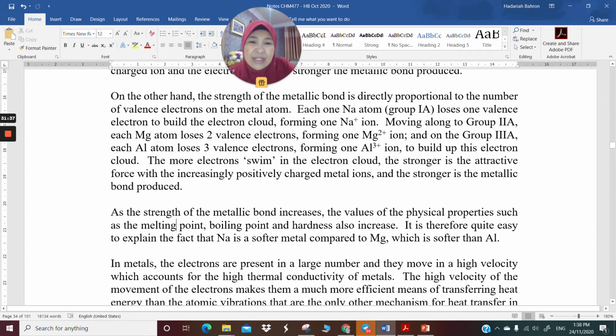So as the strength of the metallic bond increases, the more electrons attracting, the values of the physical properties such as the melting point, the boiling point, and the hardness of those metals will also increase. So it is therefore quite easy to explain why sodium is a softer metal compared to magnesium, and why magnesium is a softer metal compared to aluminium, and vice versa. Aluminium is harder than magnesium, and magnesium is harder than sodium. The melting point of aluminium is the highest, and the boiling point of aluminium is the highest when you compare the 3. That is because aluminium has the highest metallic bond.